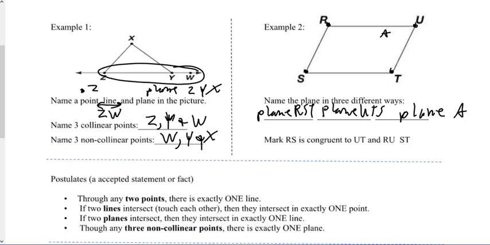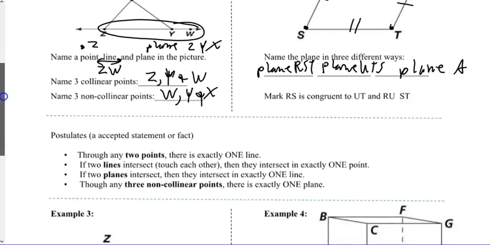Now it says mark RS is congruent to UT. So RS is this segment here, UT is this segment here. It also says RU and ST. Well, the problem here is I can't do this because that would mean they're all equal to each other. So I need to make these 2. Or I could have made RS and UT 2 and those 1. It doesn't matter as long as they're the same.